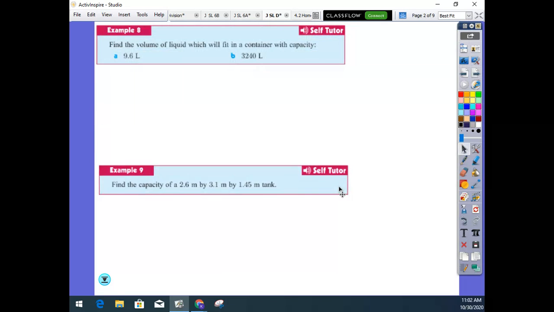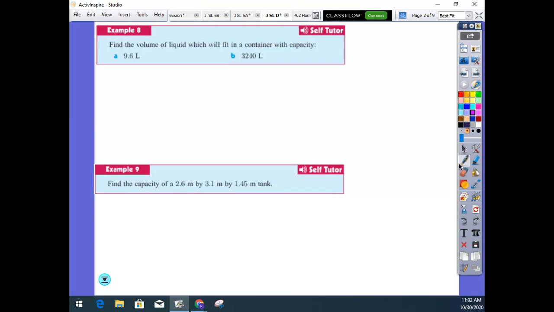Like I said, we have options if it's in terms of liters. When we do 9.6 liters, I want to convert it either into cubic centimeters or cubic meters. I'm going to show you both, and there's always going to be one that makes a little bit better sense.